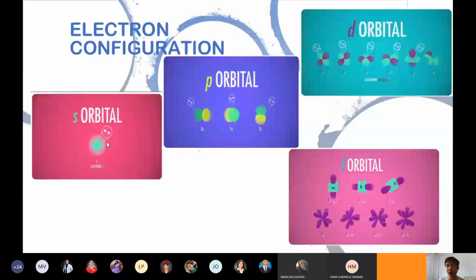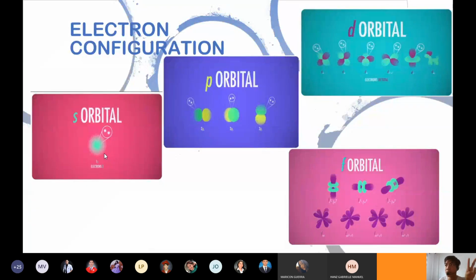Question, ilang electrons po ba yung pwede per shape? Okay, ganito. For every shape, for example, ito isang shape lang. For one shape, ang possible lang na dami ng electron na pwede dyan ay dalawa. So that means s orbital can only contain 2 electrons. So saan mapupunta yung sobra?